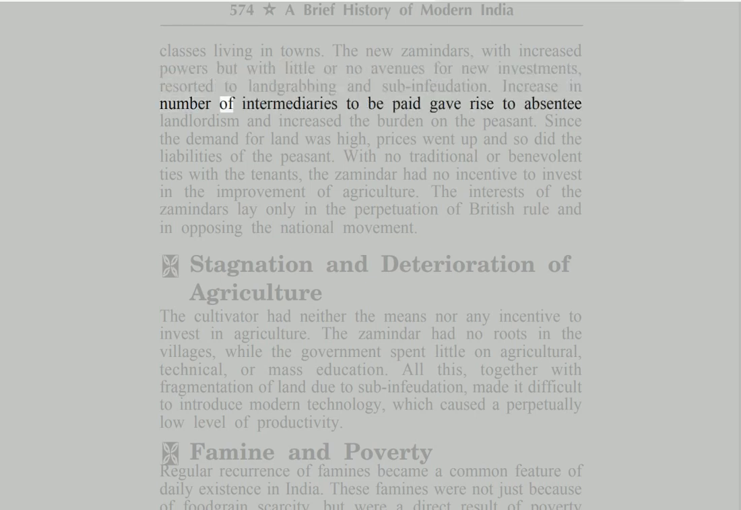Increase in number of intermediaries to be paid gave rise to absentee landlordism and increased the burden on the peasant. Since the demand for land was high, prices went up and so did the liabilities of the peasant. With no traditional or benevolent ties with the tenants, the zamindar had no incentive to invest in the improvement of agriculture. The interests of the zamindars lay only in the perpetuation of British rule and in opposing the national movement.